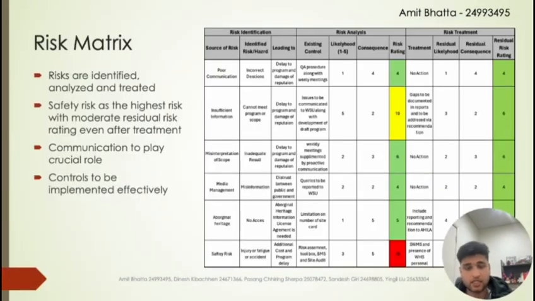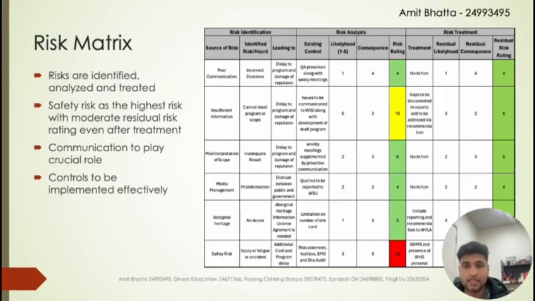A risk matrix was constructed for Western Sydney Airport. Various sources of risks such as poor communication, insufficient information, misinterpretation of scope, Aboriginal heritage, and safety risks were identified. Based on the sources of risks, the associated hazards and consequences such as delay to program, damage to reputation, distance between public and government, damage to Aboriginal heritage, and additional costs and program delay were also identified.